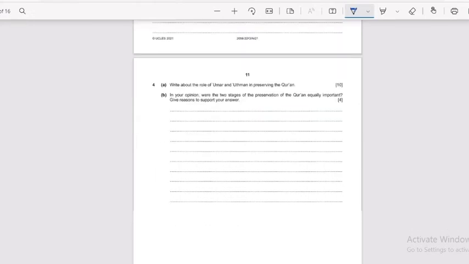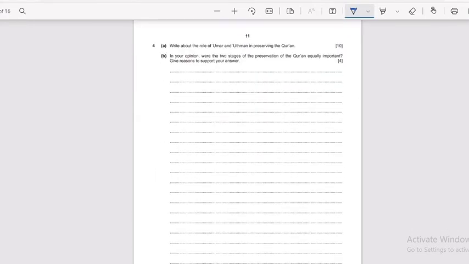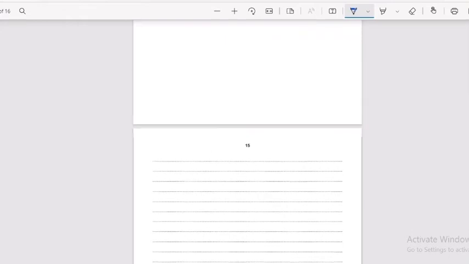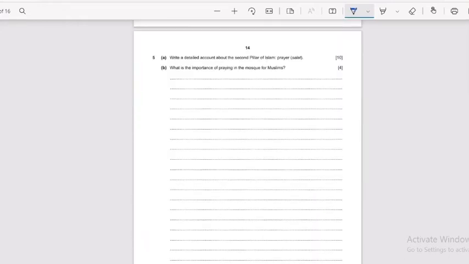Sorry, question 4. Write about the role of Umar and Uthman in preserving the Quran. Again, about the rightly guided caliphs. And the last question is about: write a detailed account about the second pillar of Islam, prayer, salat. So this question is from the pillars of Islam.